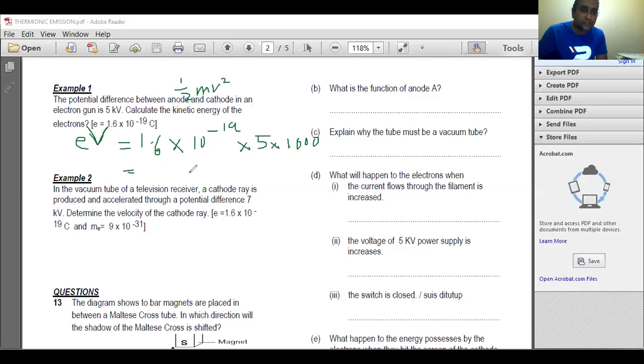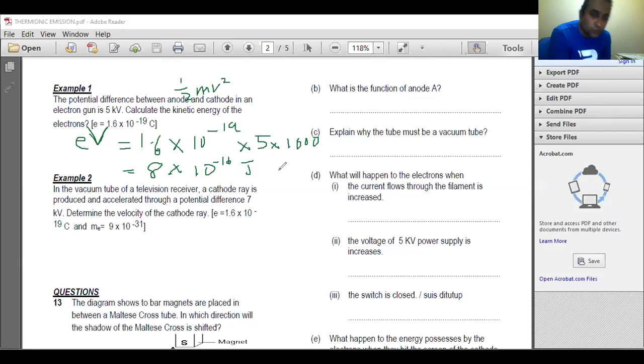Okay, so you press a calculator, you get 8 times 10 to the power of negative 16 joule. Okay, so 8 times 10 to the power of negative 16 joule. Okay, next.